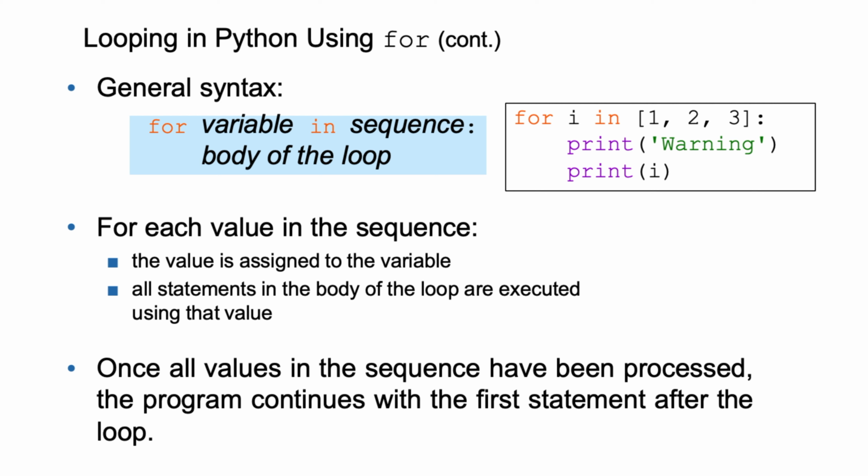The variable can be any valid variable name, but the most commonly used variable is i, just like in the example on the right. For each value in the sequence, the value is assigned to the variable and all statements in the body of the loop are executed using that value. Once all values in the sequence have been processed, the program continues with the first statement after the loop.